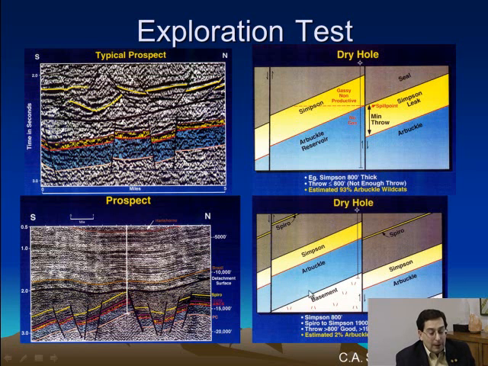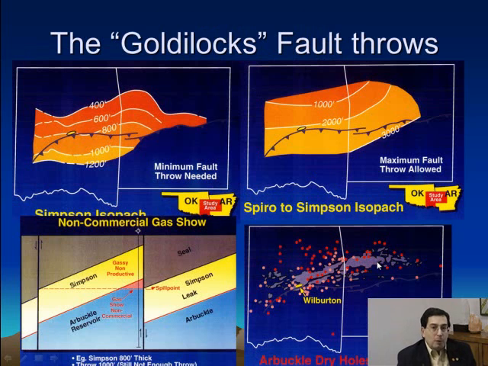And the reason is, we did not know whether the Spiro was going to leak it off, and if we had too much throw. And it's entirely possible that the Spiro could have been faulted itself and that the system could have been backed up. But unfortunately, this does raise the issue that there is a very important window of fault throws when looking for Arbuckle blocks in sandy areas. And so I call it the Goldilocks of fault throws.